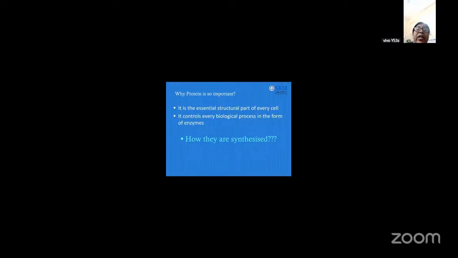Since proteins play a role as an essential structural part of every cell and control every biological process in the form of enzymes, they need to be synthesized. So, how are proteins actually synthesized? It involves two phases, or two processes. One is called transcription and the other is called translation. Or we can say the protein molecule is synthesized with the help of two processes, or it occurs in two phases: transcription and translation.